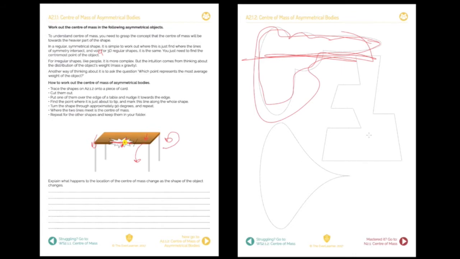Okay, and you can try that with these different shapes, and the students can push them towards the edge of the table just to the point of tipping, and at the point of tipping they draw their line, they turn it 90 degrees, repeat, they find their center of mass.